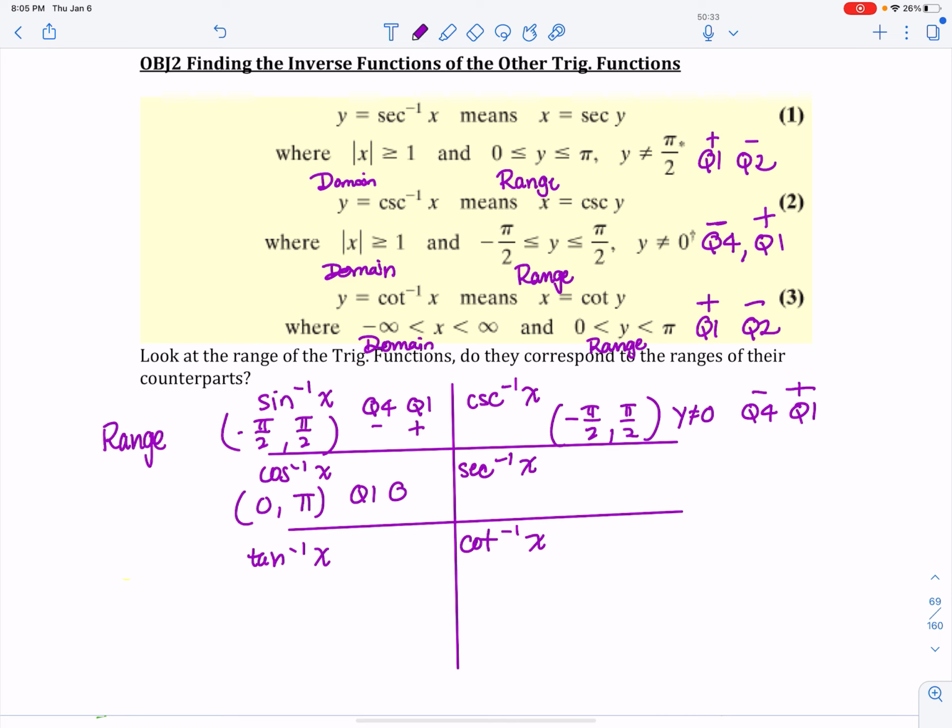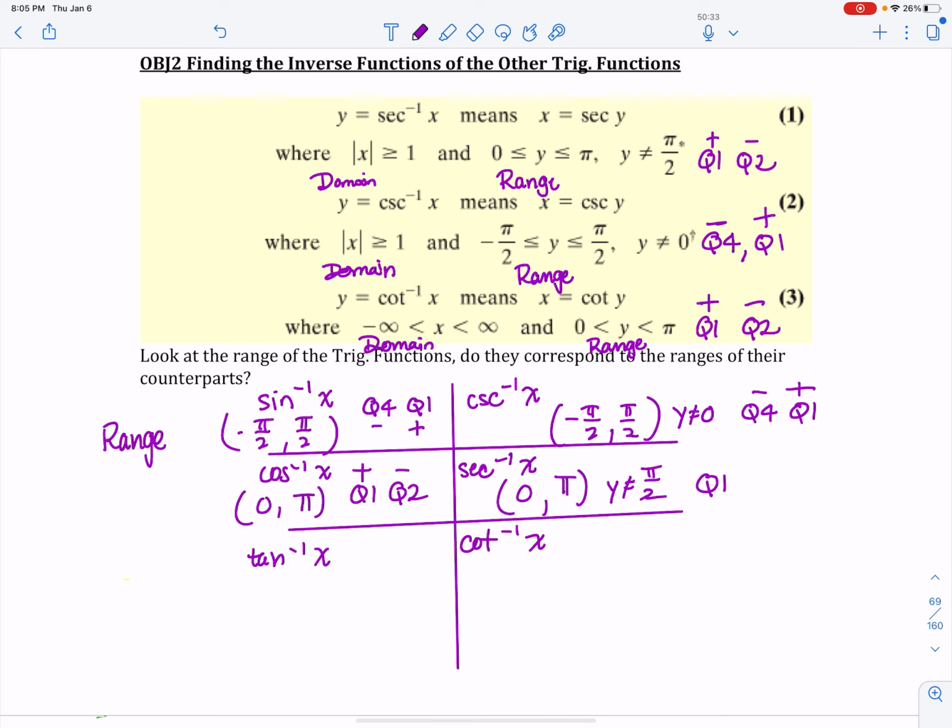So that's quadrant 1 and quadrant 2. If you have a positive value, you're going to have an angle in quadrant 1. If you have a negative value, you're going to be in quadrant 2. Secant, the range is the same. So it's from 0 to pi, but there's a catch that y can't equal pi over 2. So that's a place where it's undefined.